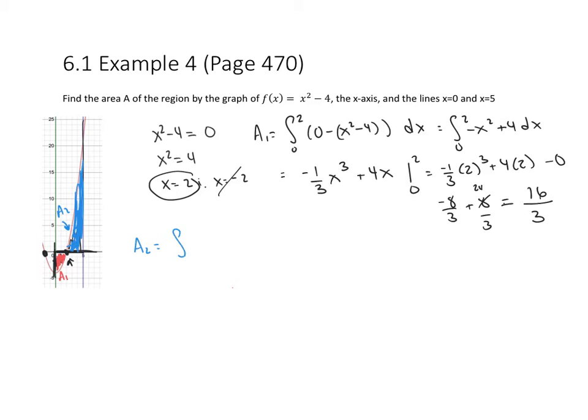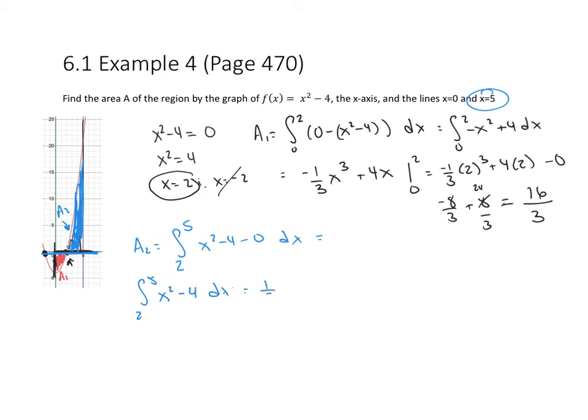So area 2 is going to go from 2, our point of intersection, to 5, our other axis, that point that they're giving us. And again, it's going to be the top function minus the bottom function. So top function minus bottom function is x squared minus 4, and then minus 0, because this is the function x equals 0. So that's not really going to affect us. So we have the integral from 2 to 5 of x squared minus 4 dx.